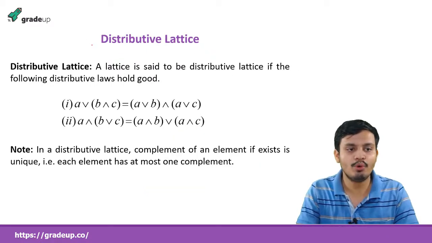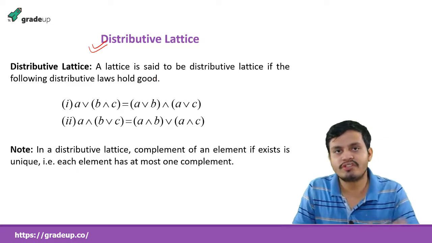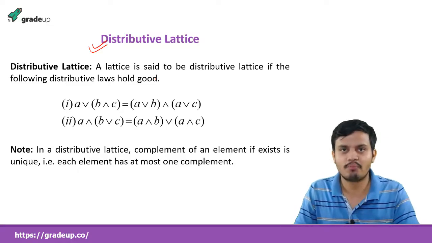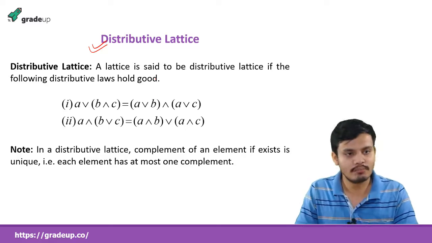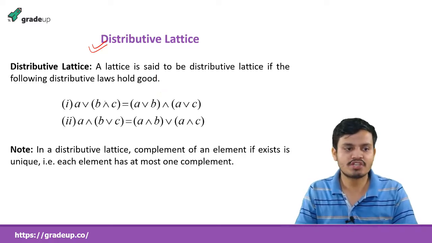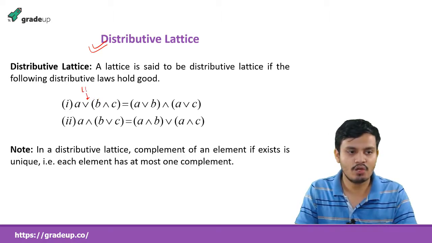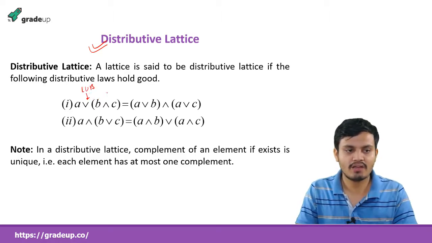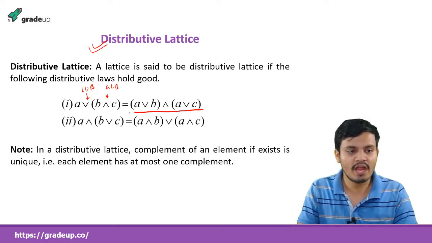Now what is a distributive lattice? You must know the distributive law. We have studied it in our Boolean algebra in 12th, many times. It is similar here, but here the operations are LUB, the least upper bound, and GLB, the greatest lower bound. You can see that it is simply the distributive law we have seen.